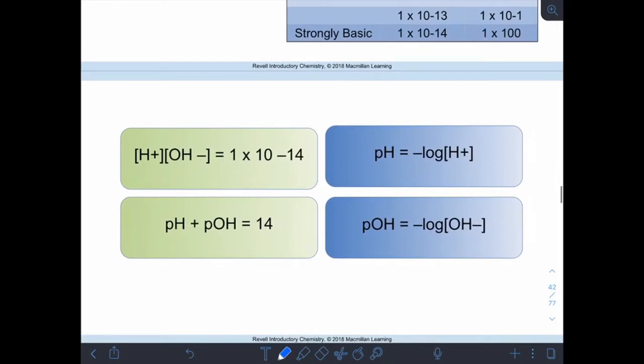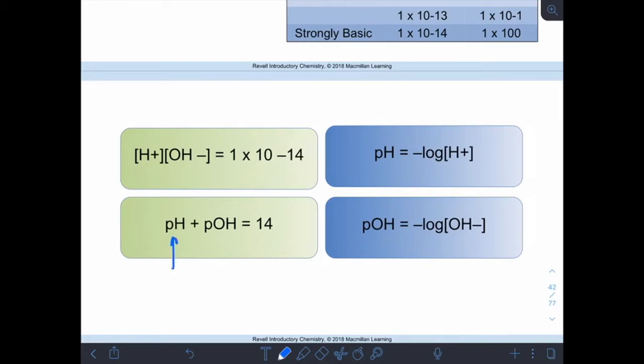Now we have some very important equations. All of these are going to be very, very useful to you, and they relate to each other in a lot of ways. The first one you've seen in the top left here is that H plus times OH minus equals 1 times 10 to the minus 14. The next one, in green, is pH plus pOH equals 14.